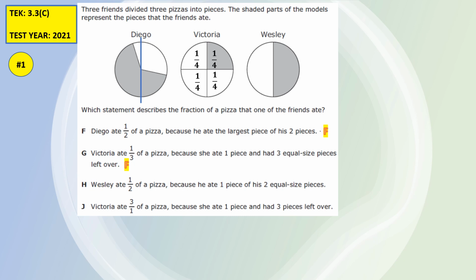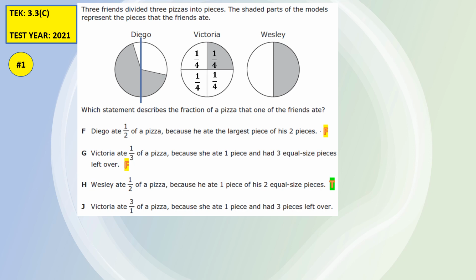Let's look at H. H says Wesley ate half of a pizza. Well, so far that's true because he ate 1 piece, which is true, of his 2 equal sized pieces, which is also true. Everything about answer choice H is true. So right now, answer choice H is looking like our answer.